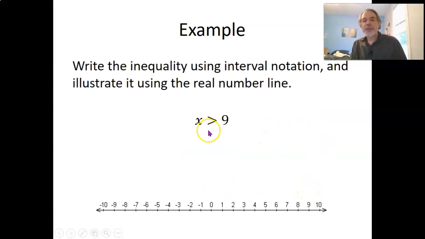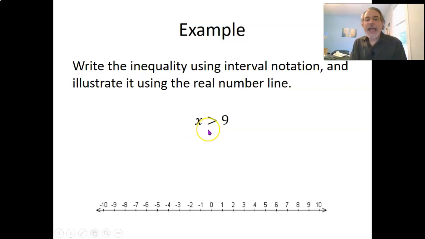Now let's start with the inequality using x and illustrate it using the real number line and write it in interval notation. And I think it's probably easier to start by drawing it on the number line, and then by looking at that we can get an idea of what the interval notation should be.